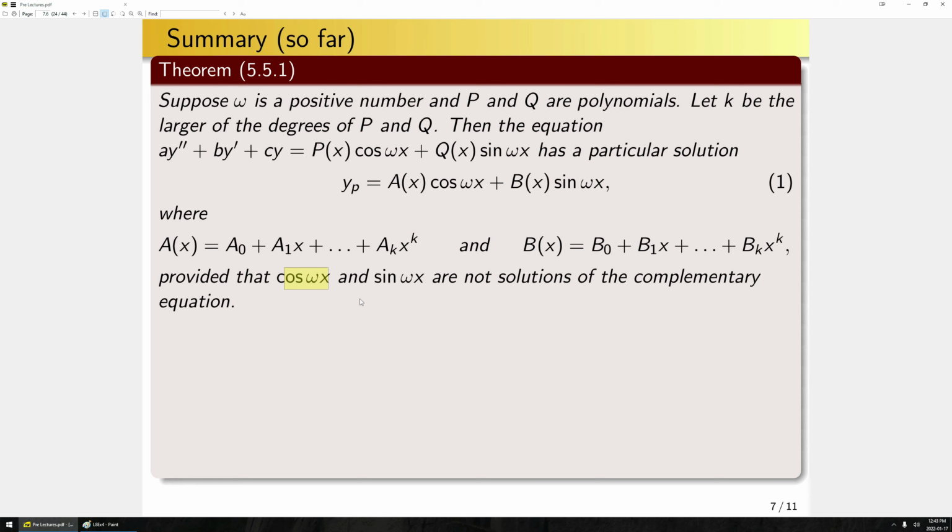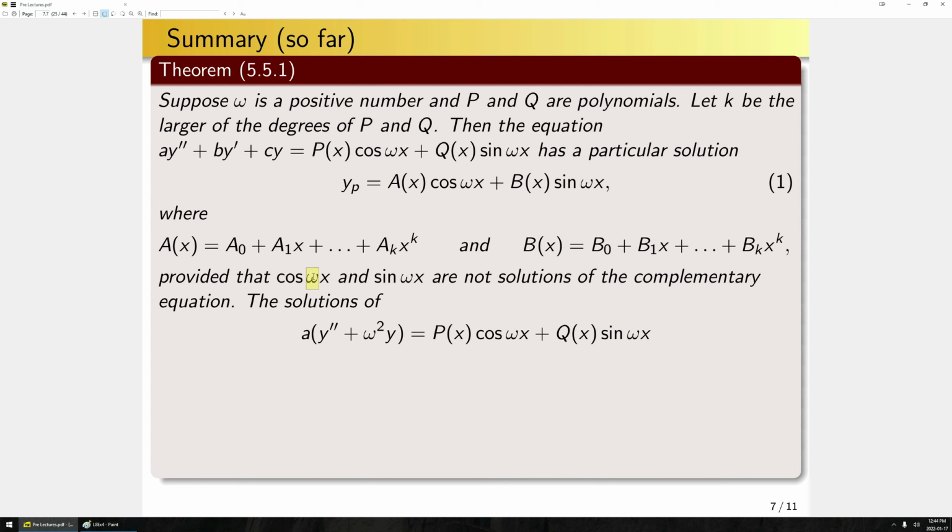Okay, so that begs the question: what do we do if these things are solutions of the complementary equation? Well, if these things are solutions to the complementary equation, then the differential equation over here can be written in a particular form. It has to be able to be written in this form here. Why? Well, if cosine of omega x is a solution to this, then I know that omega is one of the roots of the characteristic polynomial.